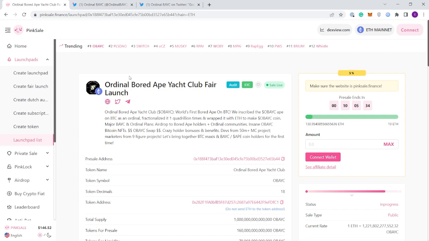Now, going back to Pinksell, this is hashtag one trending on Pinksell, which is massive, right? It is a big deal. The number one at the moment, if you go on Pinksell, they're the first project that pops up.